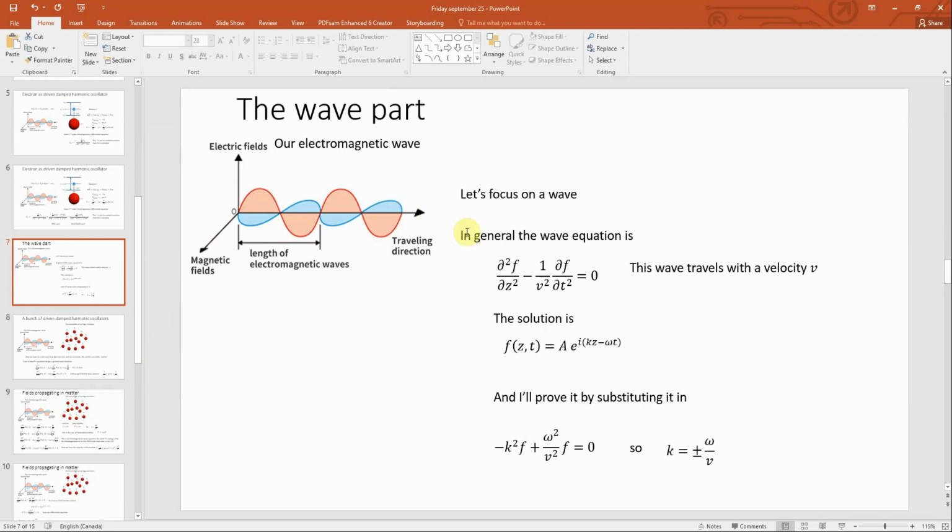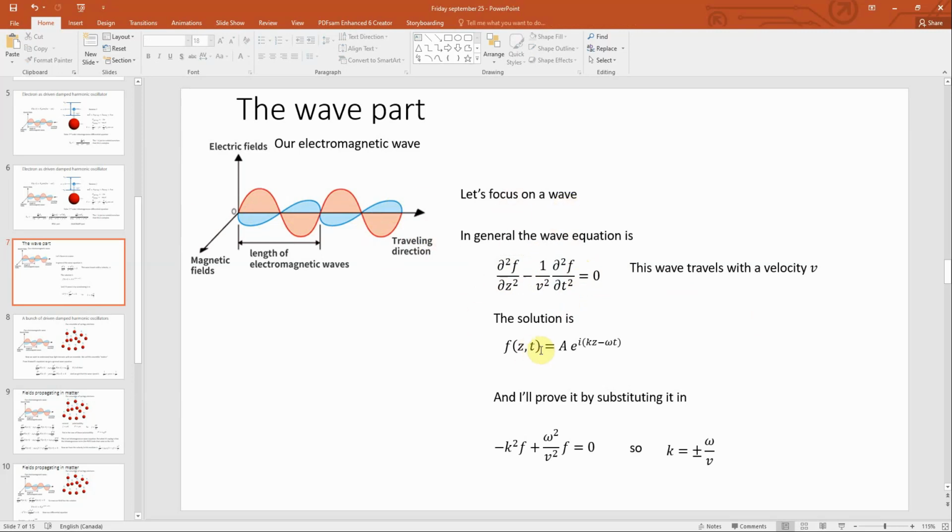Now, in general, the wave equation is a second order partial differential equation. It's a second order derivative in space, in the direction of propagation, minus 1 over the velocity squared times a second order derivative of this function with respect to time, equal to 0. Oh, this is a typo. So this is a wave that travels with a velocity v in the x direction.